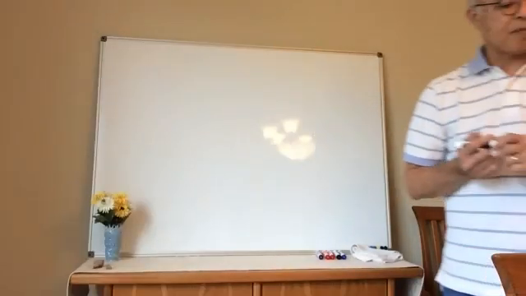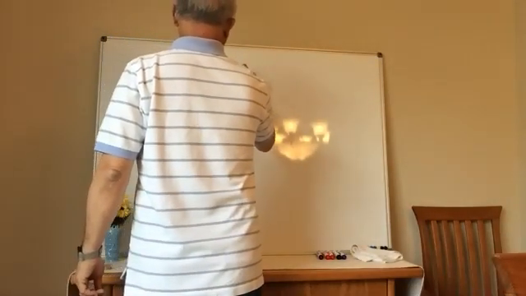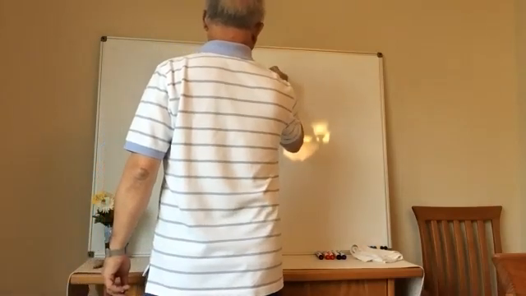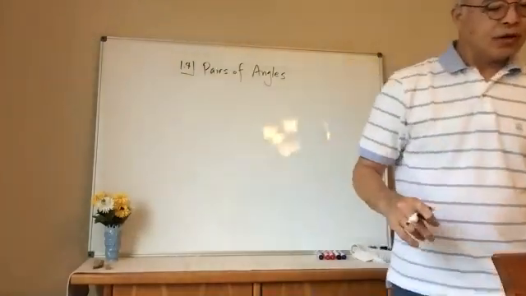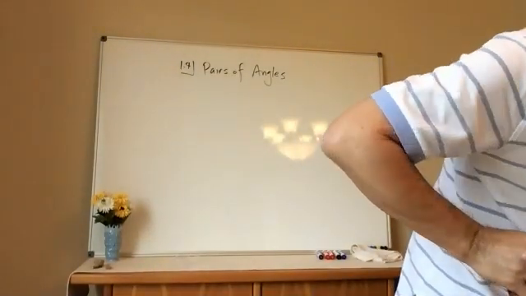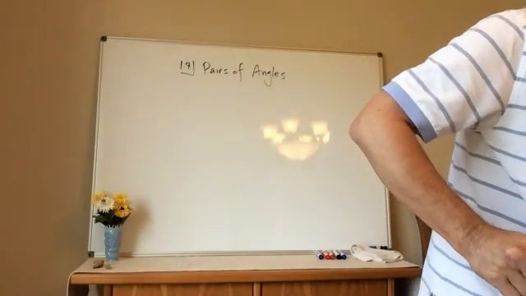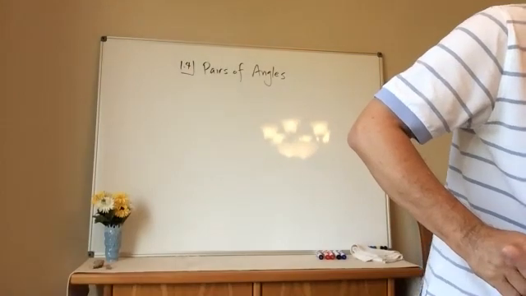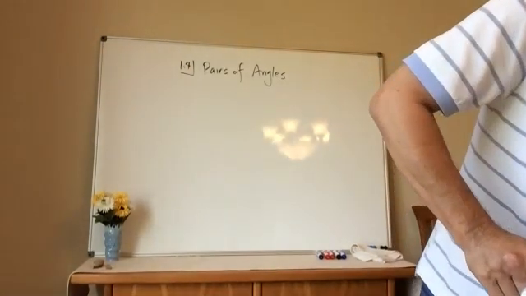Today, we're going to talk about 1.4 pairs of angles. Pairs of angles. All right, so let's look at that. If you look in the middle of page 28, there are a couple of different pairs of angles. One's adjacent angles and one's linear pair.